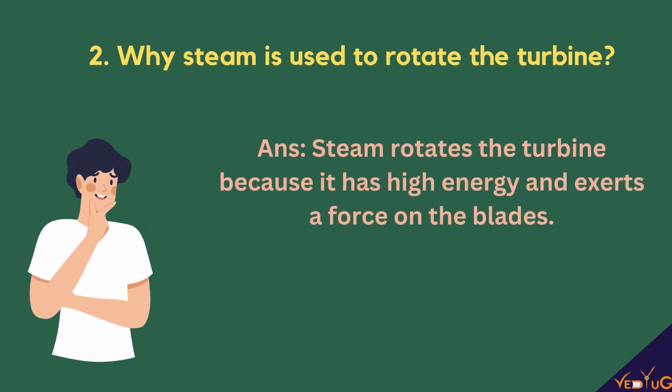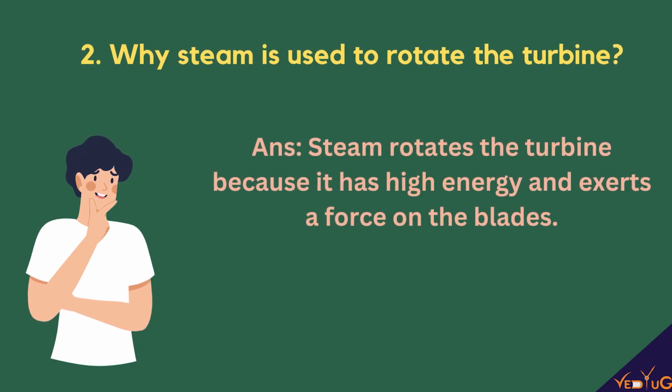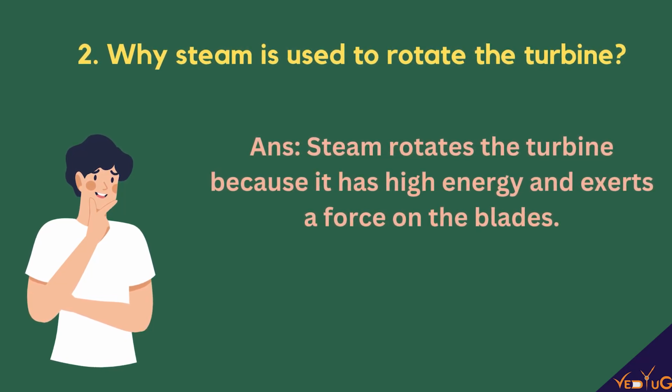But why is steam used to rotate the turbine? So its answer is, steam rotates the turbine because it has high energy and exerts a force on the blades. That's why steam is used to rotate the turbines.